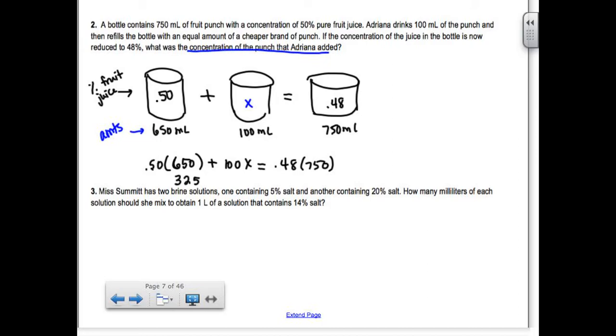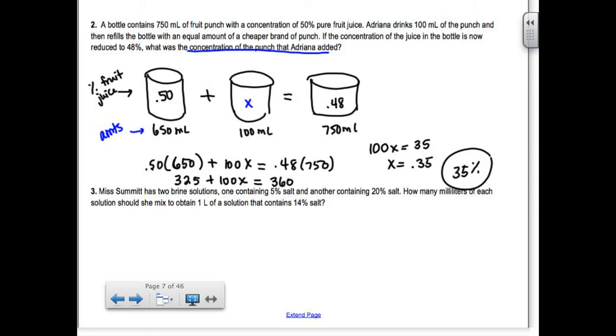So you get 325 plus 100x equals 0.48 times 750, which is 360. Subtract the 325 over, you get 35. So 100x equals 35. So x equals 0.35. So think about what this means. If it's 0.35, what percent of fruit juice is it? 35%, right? And that's your answer. Okay, all of these work the exact same way. So it always helps when you draw the little buckets or jars. That way you know, okay, percentages go on the inside, numbers go on the outside.